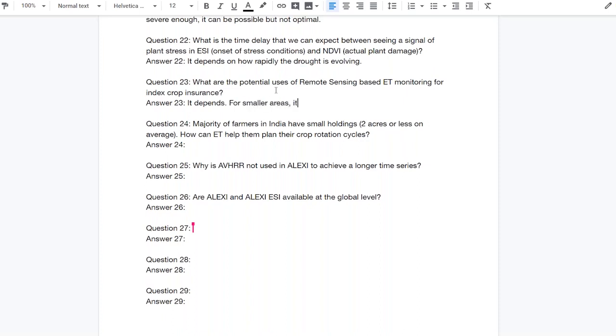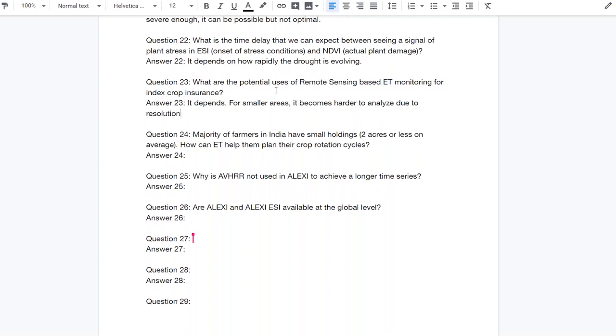But it is an area that we've been working on with groups that are focused on index crop insurance. So in the end, as we get to tools like OpenET, where we're able to produce operational field scale estimates of ET, I think it will have potential use in some of the index methods and for crop insurance. I think you'll probably see it become a bigger thing as we move forward.